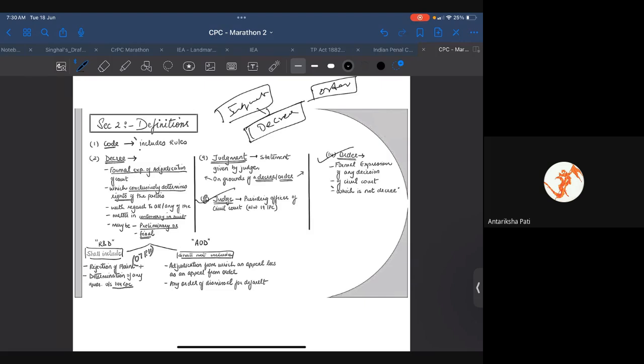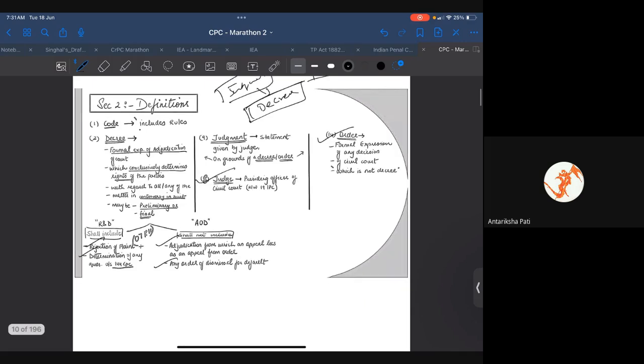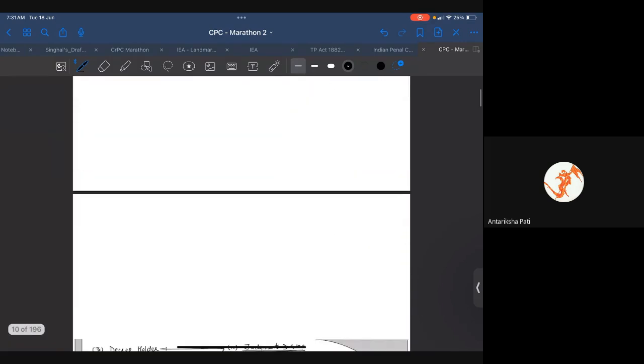Now for decree, I missed out something: there are some deemed decrees as well. Rejection of plaint and determination of any question under section 144 will be deemed decrees. And these will not be called decrees: an adjudication from which an appeal lies as an appeal from an order, or any order for dismissal for default. These two will be included, and these two will be excluded from the purview of decree. That is what section 2, that is decree, says.